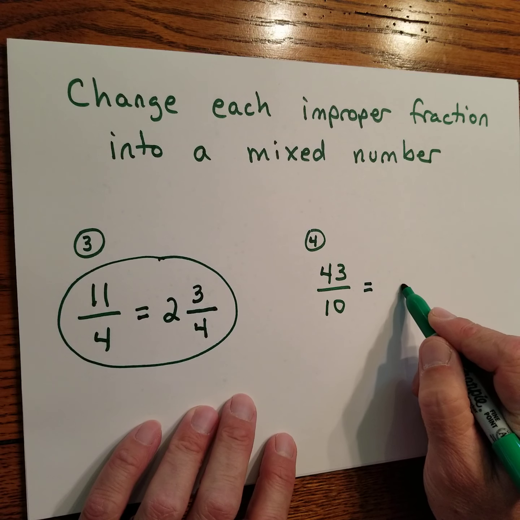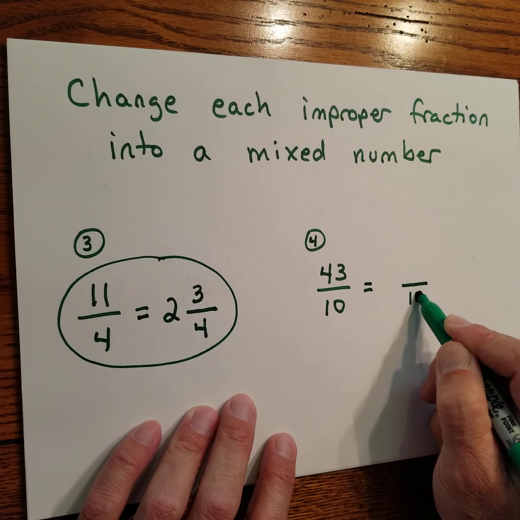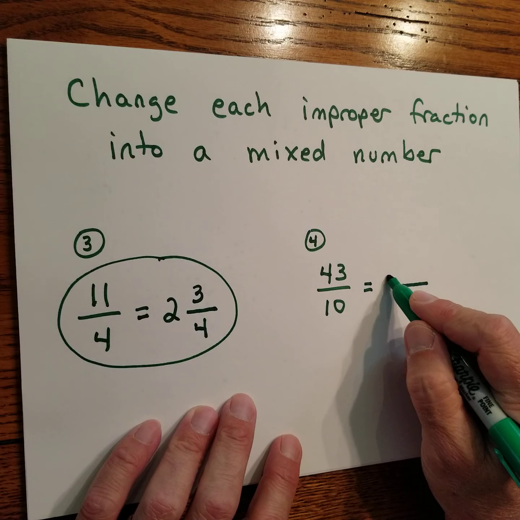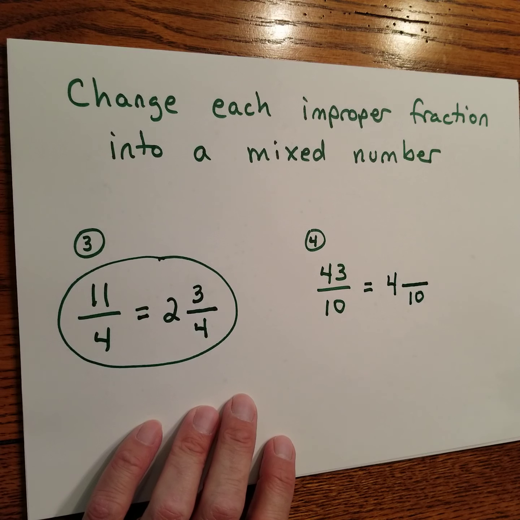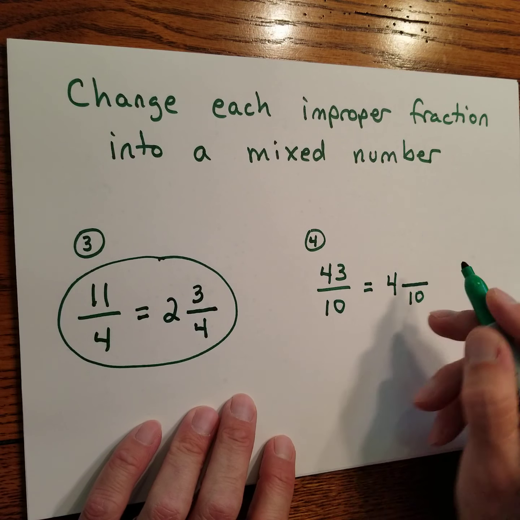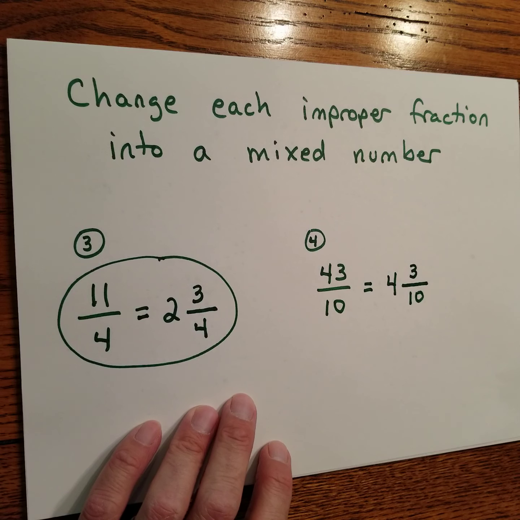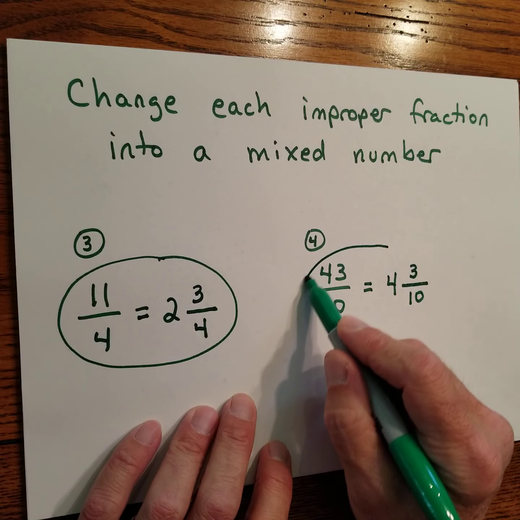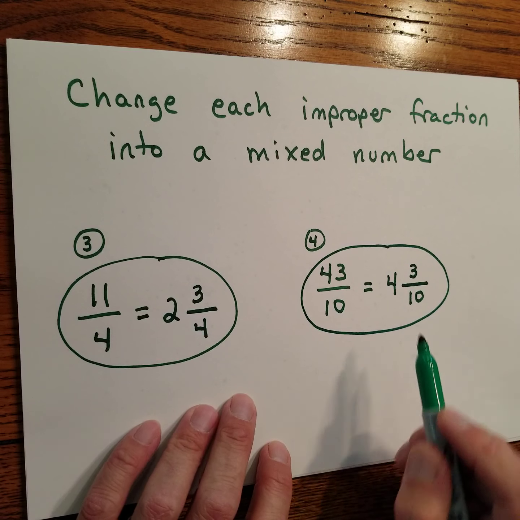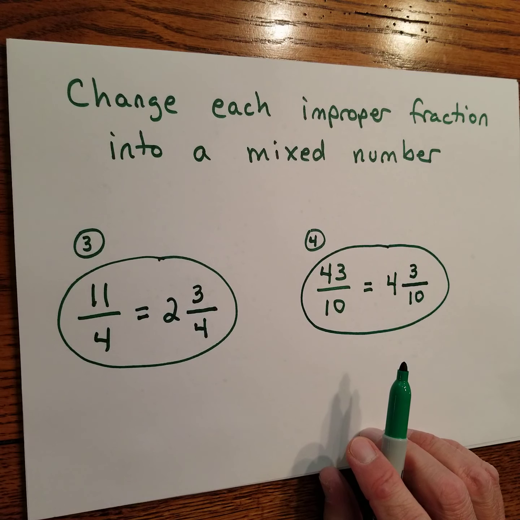Same process on number 4. Copy the denominator. How many times does 10 go into 43? It goes in 4 times. 4 times 10 is 40. 40 from 43 is a remainder of 3. Again, if you can do these while showing no work, great. Write the problem down, put the answer next to it.